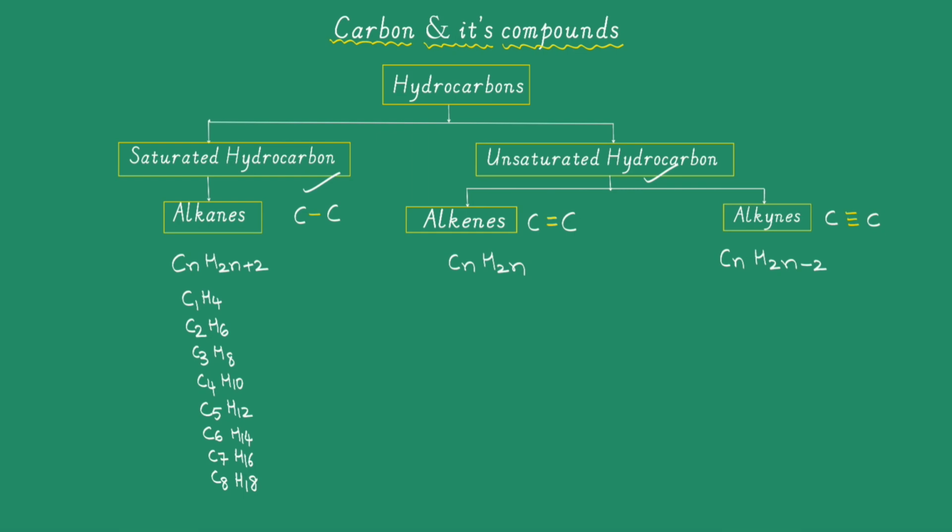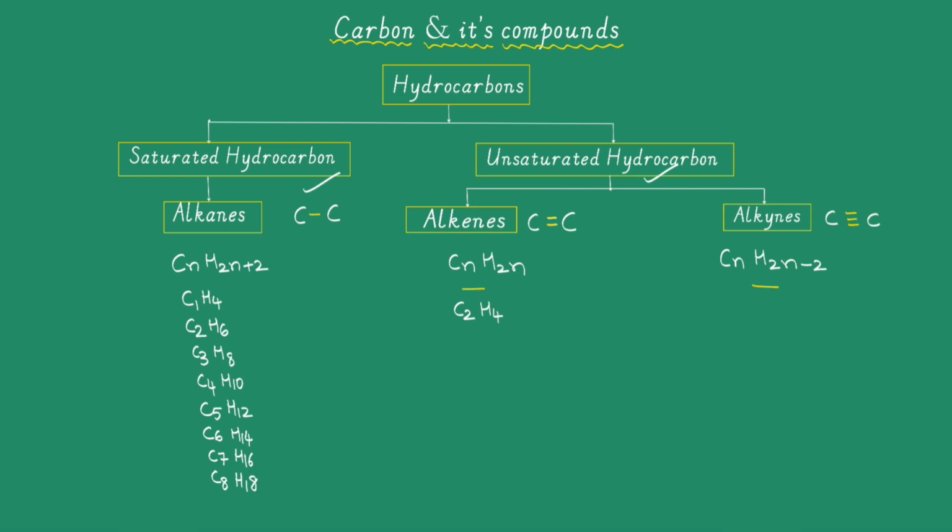For example, there will be no alkene with one carbon. We have to remember it. There will be no alkene or alkyne with one carbon. So what is the first alkene that starts? The minimum number of carbon atoms in alkenes is 2. The minimum number of carbon atoms in alkynes is also 2. This is a very important point we have to remember. So from 2 onwards we have to start.